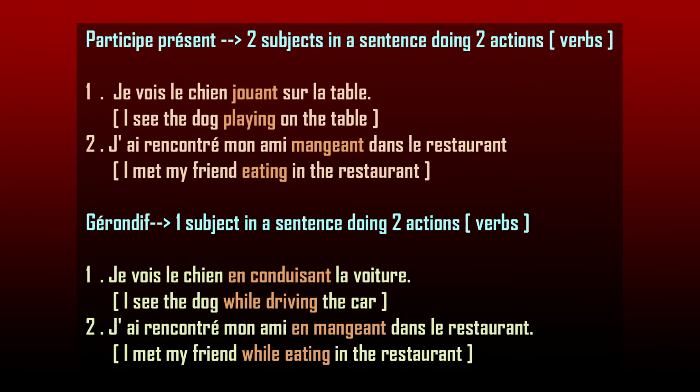Now read the gérondif. While using the gérondif, you have one subject in a sentence doing two actions. While using the participe présent, we have two subjects in a sentence doing two actions. But while using the gérondif, you have only one subject in a sentence doing two actions. Look at example 1. Je vois le chien en conduisant la voiture.